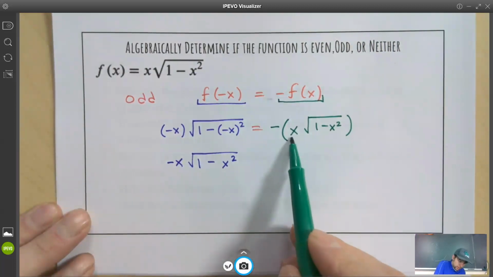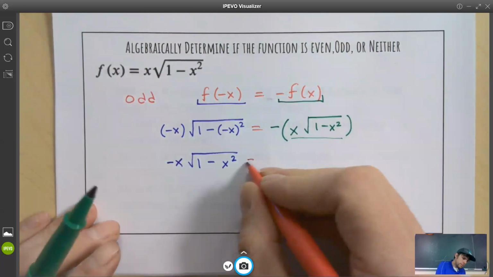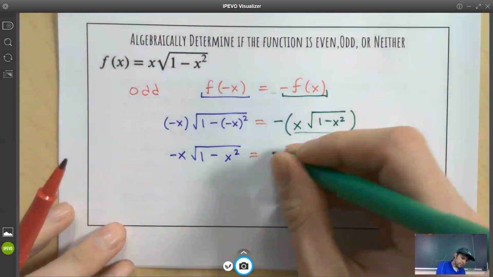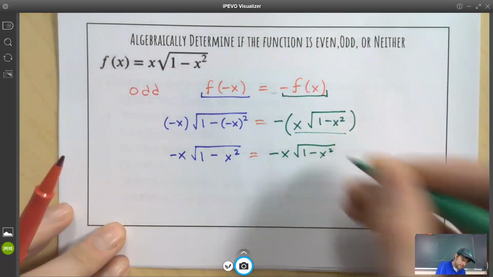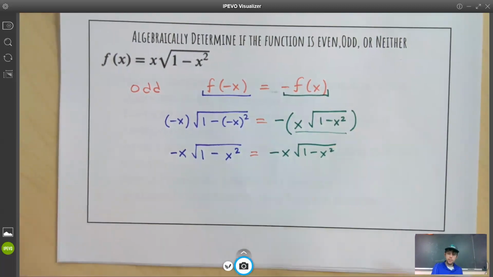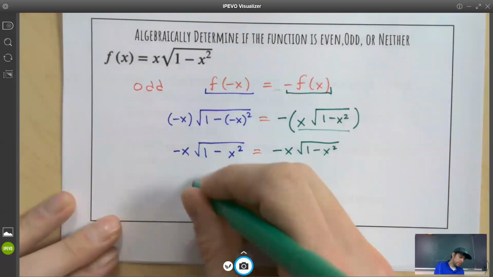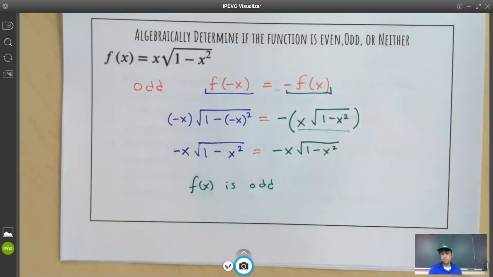Since this is really just a singular term, these two things that are multiplied together, all I'm going to be doing is just sticking a negative in front of that first x. And there we go. Are these equal? Yeah, they look equal. They're exactly the same. Therefore, in this case, f of x is odd, or is an odd function.